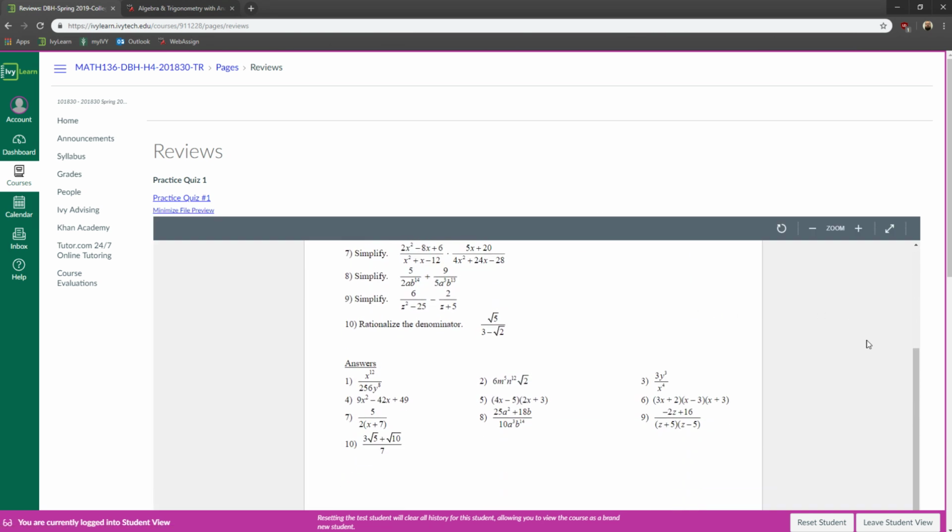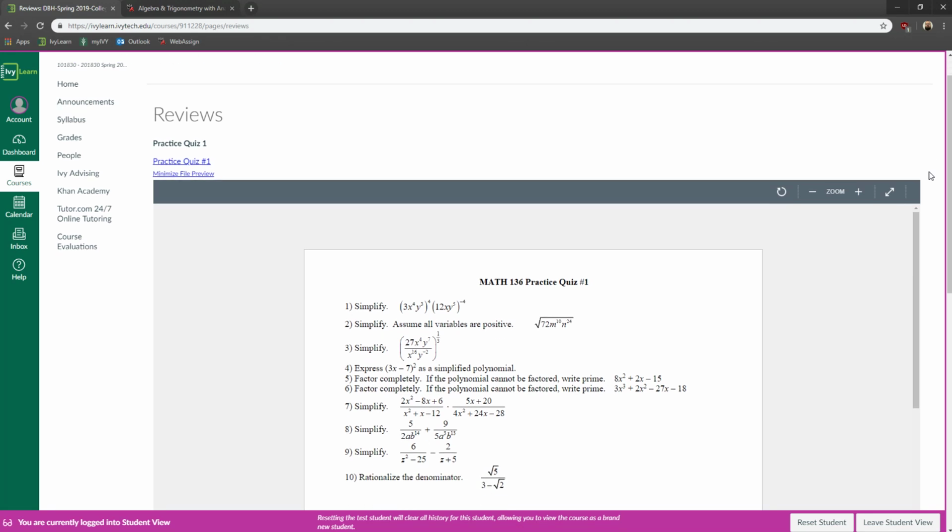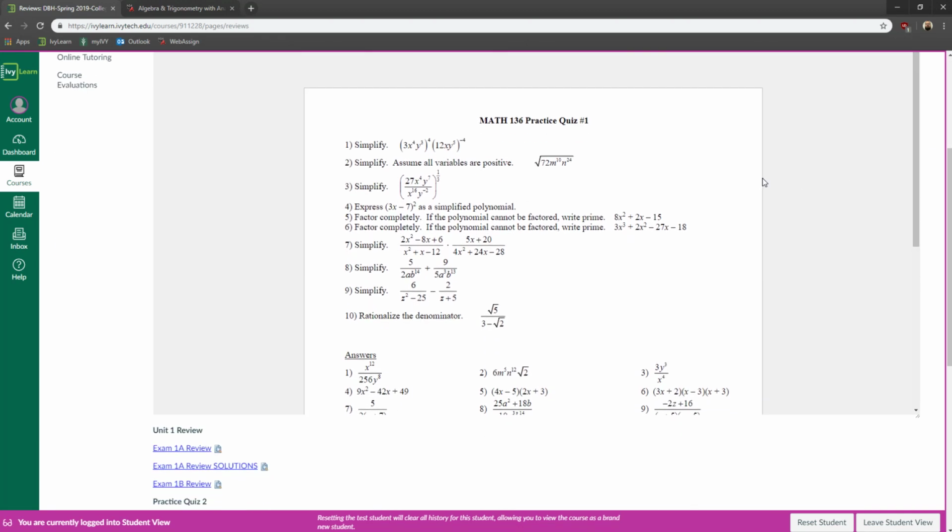Okay, a practice quiz, in this case, has 10 different problems on it. Your quiz problems are the same as these practice problems with different numbers. I cannot emphasize this enough. I think I told you guys most of my experience is teaching at the calculus level.